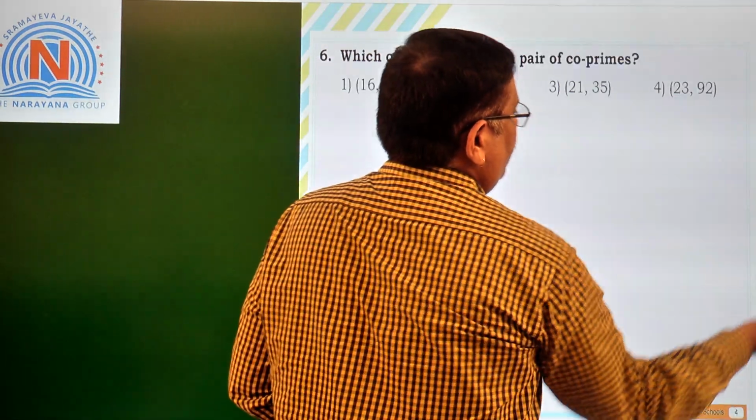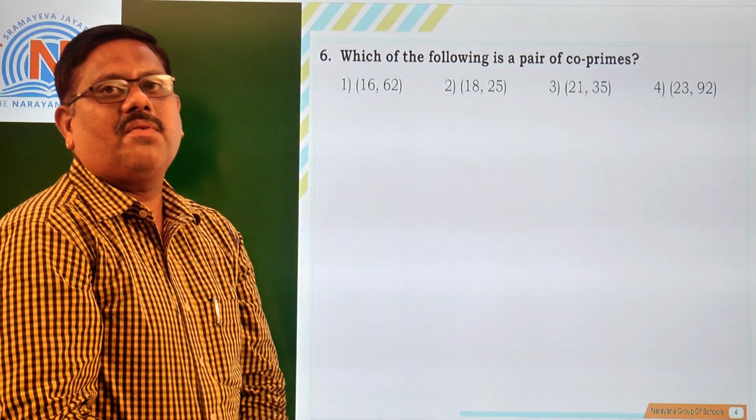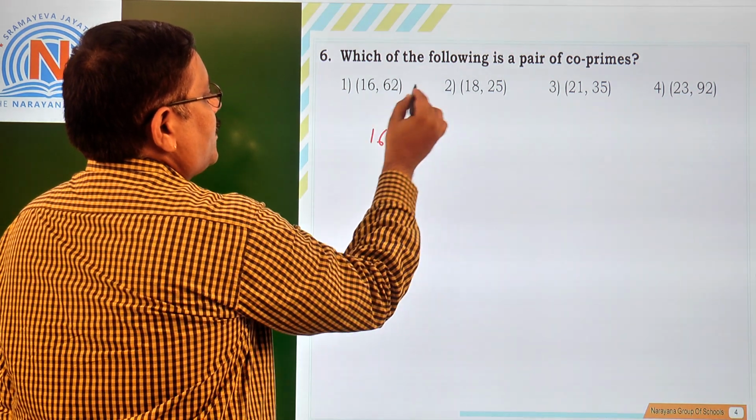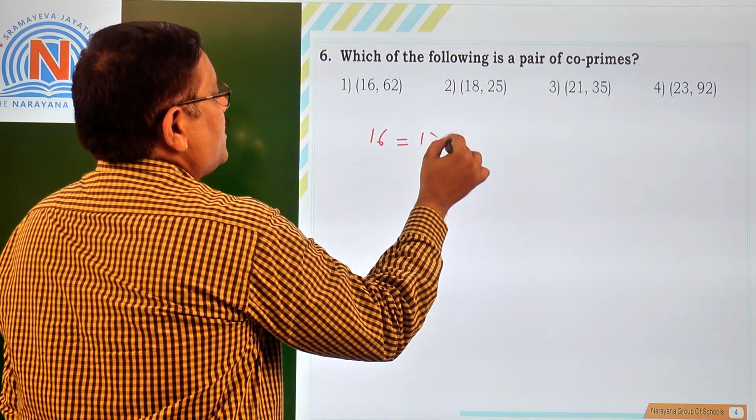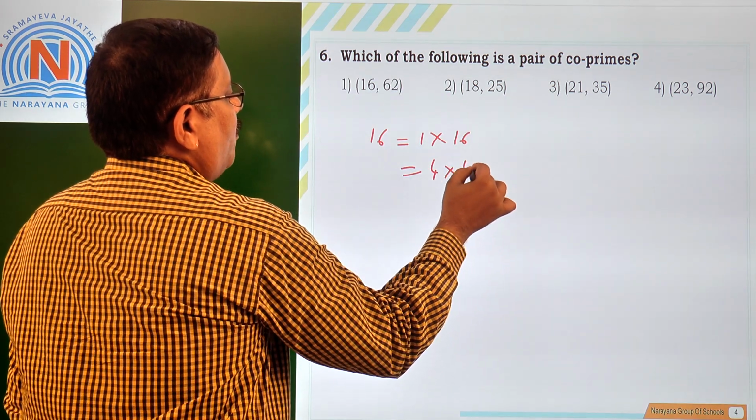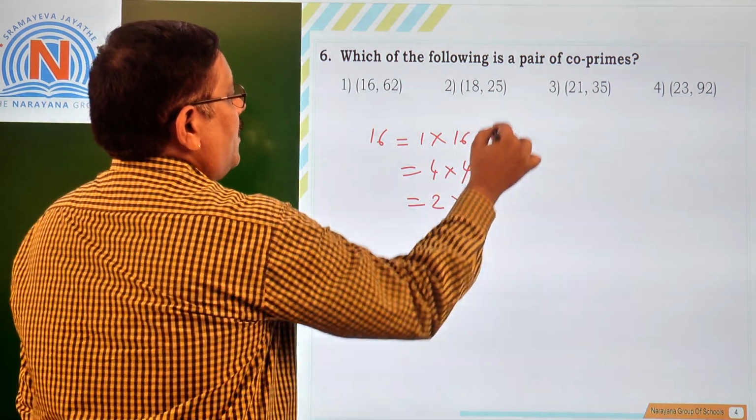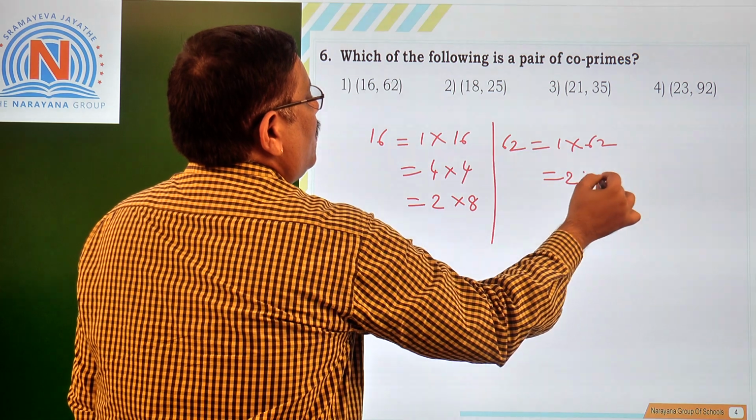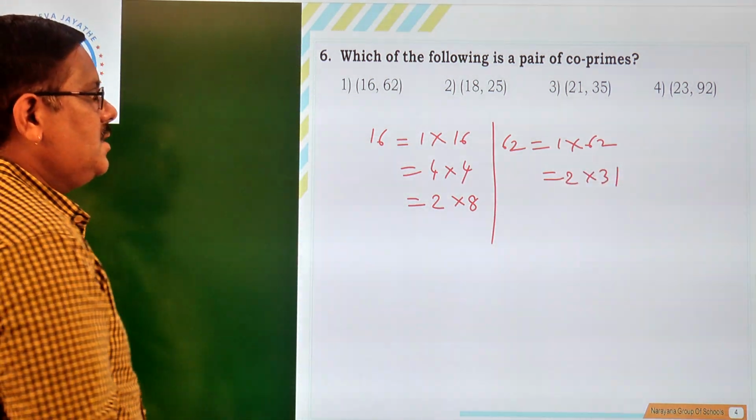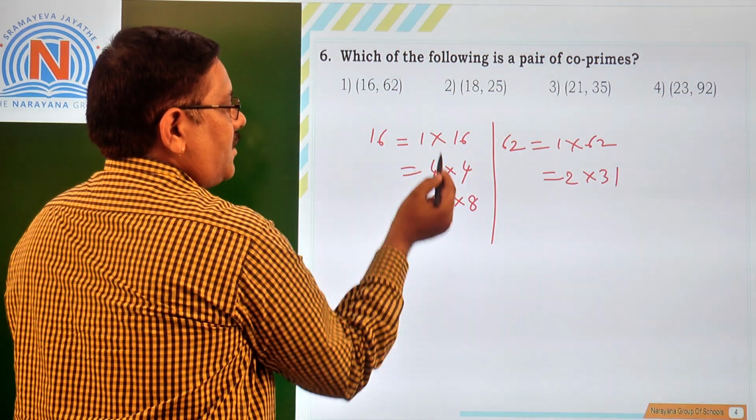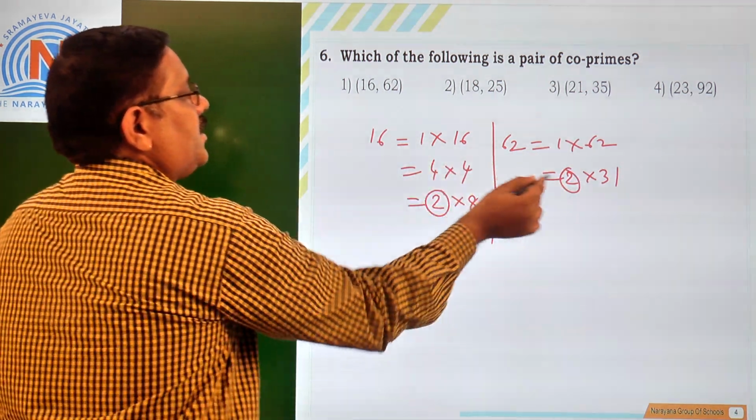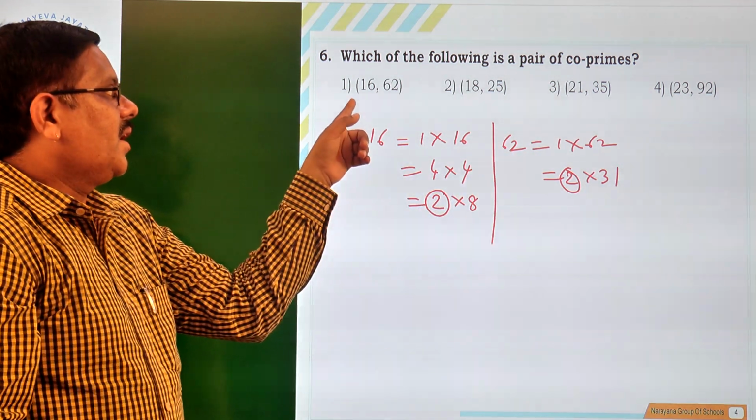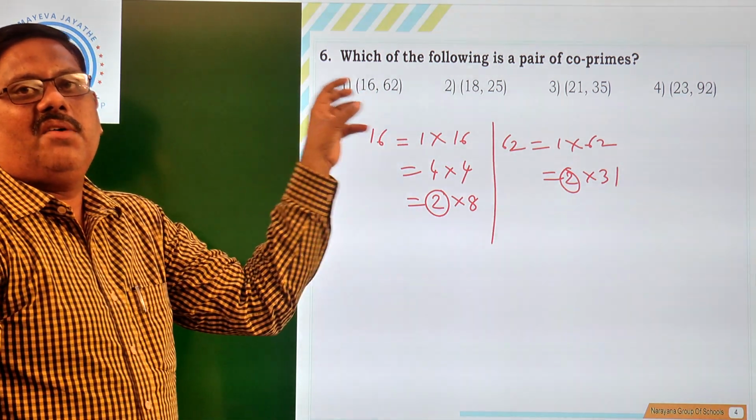Now we will move to the next question. Which of the following is a pair of co-primes? Same concept here also. 16 and 62. If you take 16, we have 1 into 16, 4 into 4, as well as 2 into 8. Now if you take 62, we have 1 into 62 and also 2 into 31. In addition to 1, 2 is a common factor of 16 and 62. So the HCF of 16 and 62 is not 1. So we cannot call 16 comma 62 a pair of co-primes.